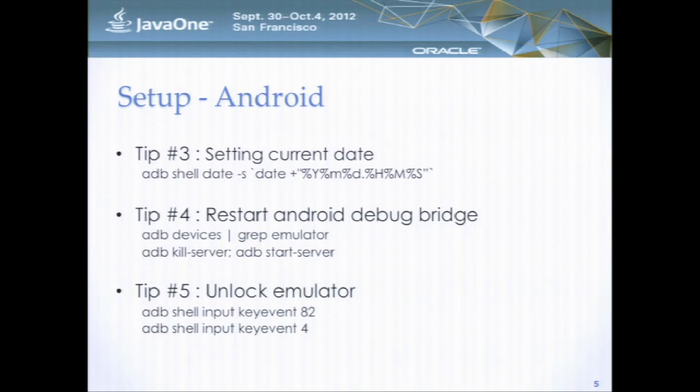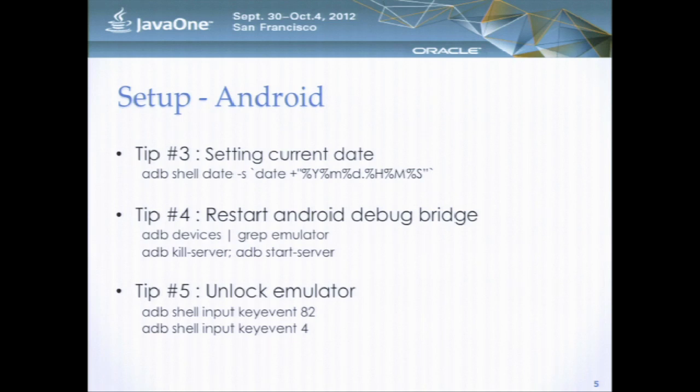ADB Shell is a command line tool. If you're familiar with Unix, this is really simple. When you type ADB Shell, you're thrown into a shell where you can type different commands, and it will interact with the emulator directly. In this case, all you have to do is set the date command, and you'll see the date on the emulator change to the current day and time.